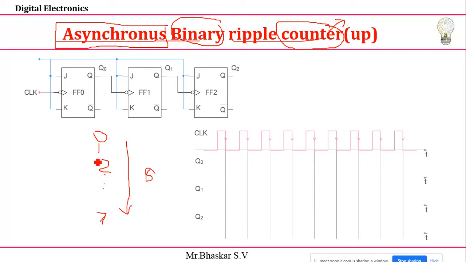And suppose I'm going to do the process the reverse way, 7 to 0 is coming, it is called a down counter. So our main intention is that I need to design a digital circuit for this. That is our main intention right now. How I'm going to design and how I'm going to make the connections, that is a very important thing.